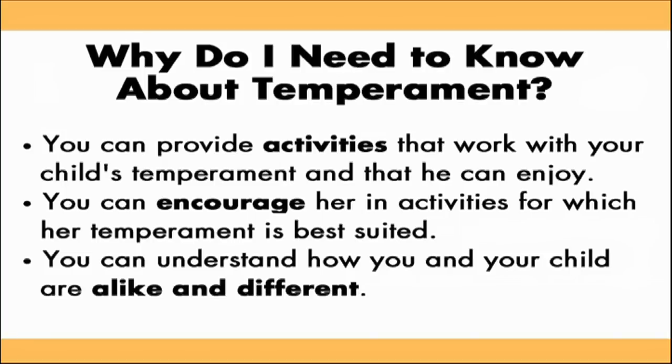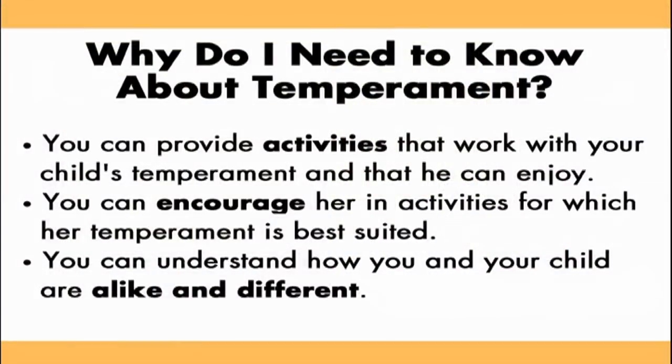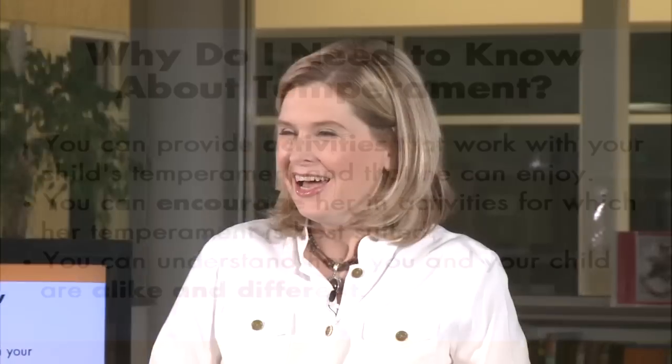Now, the one thing that I want to temper here is we also need to sometimes encourage a child whose temperament or personality doesn't want to do certain things. Give them some activities to experience that or help them have an understanding. And then the last thing is you can understand how you and your child, or your spouse, or your mother-in-law, or whatever roommate, how you're alike and different.